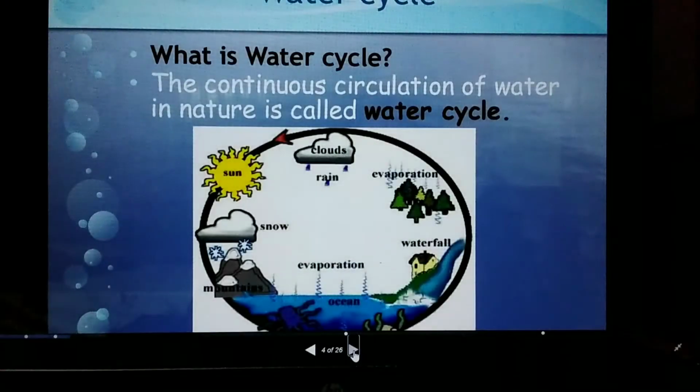What is the water cycle? The continuous circulation of water in nature is called the water cycle. This water cycle undergoes four processes: evaporation from the sources, then condensation in the atmosphere, then precipitation, that is the bumping of water droplets into each other to form water drops, and then raining. In this way, water going from the earth surface into the atmosphere and coming back to the earth is called the water cycle. It is a continuous process.